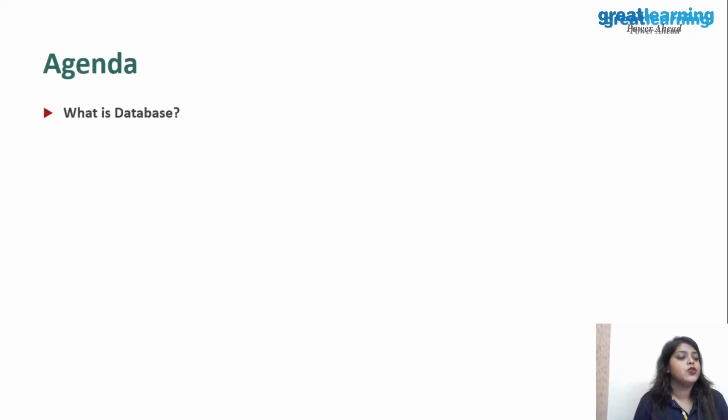First, we are going to talk about what is a database. Then we will move on to the examples of databases we use, and why we need a database. We will check everything. After that, we will have a look at the types of databases. What are the types of databases we have?